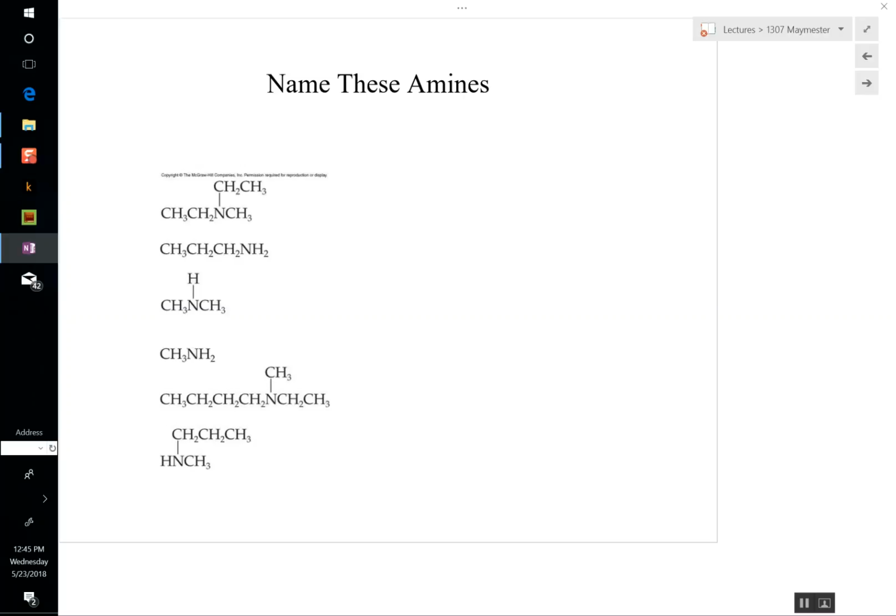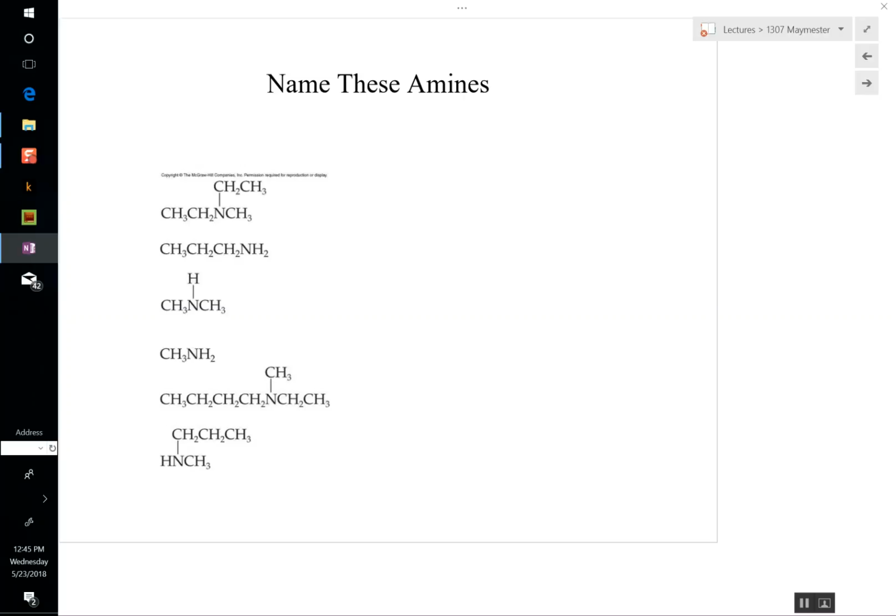So the longest chain is 7 carbons, so we can just call it heptane. The amino group is on carbon 2. It's going to be 2-aminoheptane or 2-heptanamine. And then here's how we would handle this thing.